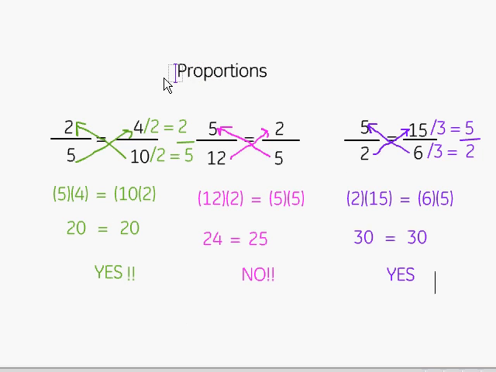This is just saying if a problem is a proportion or not. If you have any questions, please let me know.